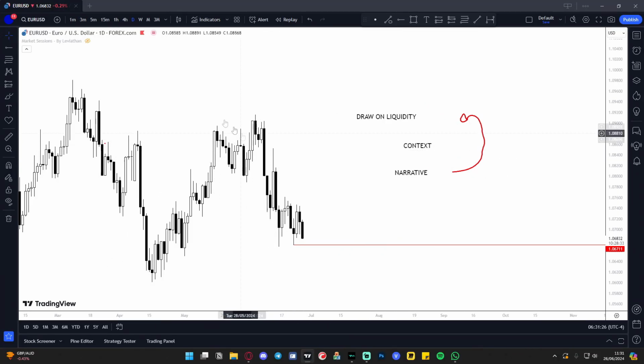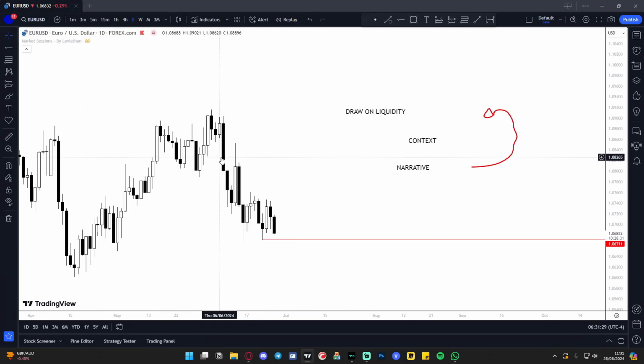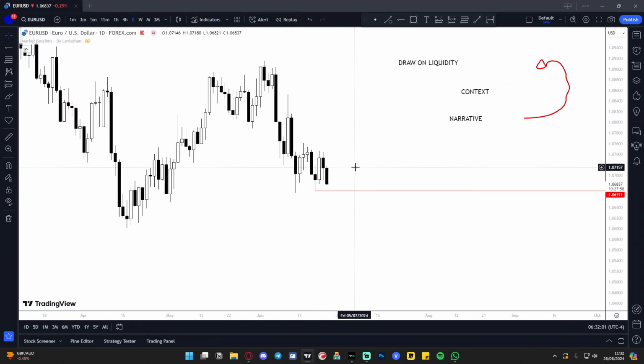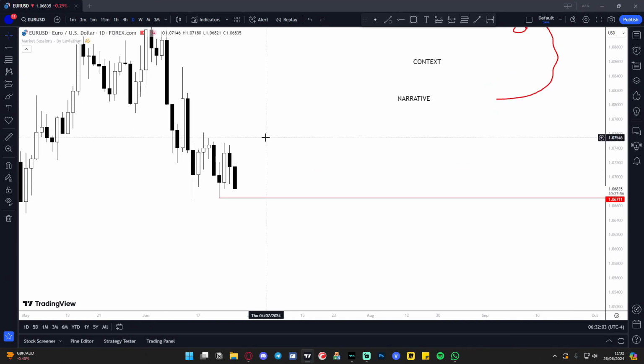You can't just be looking at these price arrays like on the daily and then seeing that once it taps into it, you sell. That's stupid. You need to have draw on liquidity first, which is a direction being favored. You need to have context second, and then you need to have narrative. Before going on to narrative completely, let me just say that with context, you're then able to figure out which draw on liquidity you should target.